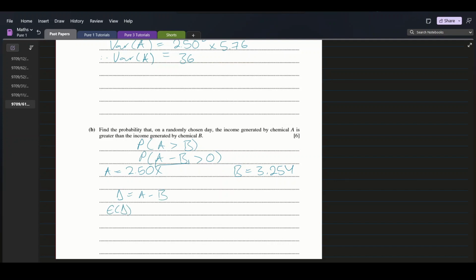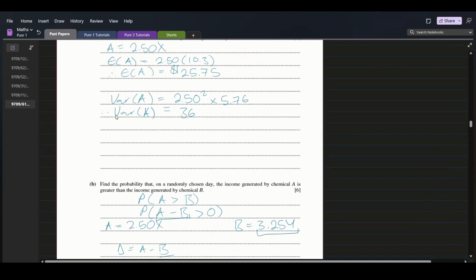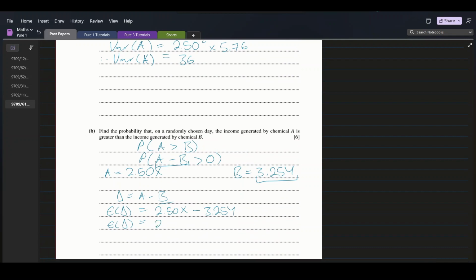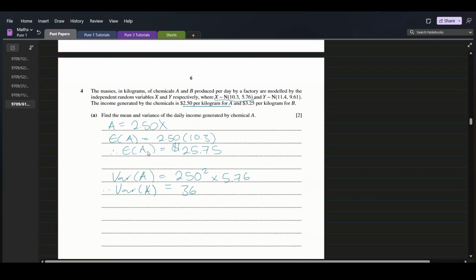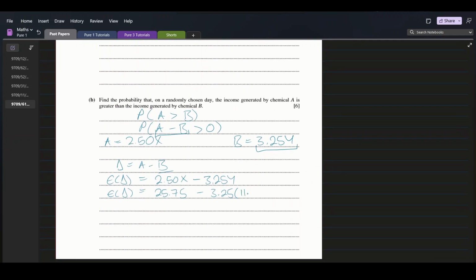So let's find the expectation of D. Expectation of D would be 2.50x minus B, which is over here, 3.25y. So the expectation of D is equal to, we already calculated 2.50 times x in part 1, which gave us 25.75, minus 3.25 times the mean of y, which is 11.4. Let's punch that into the calculator: 25.75 minus 3.25 times 11.4, and that gives us negative 11.3. Now let's get the variance of D.